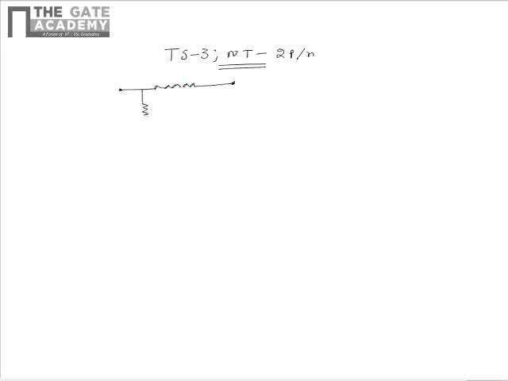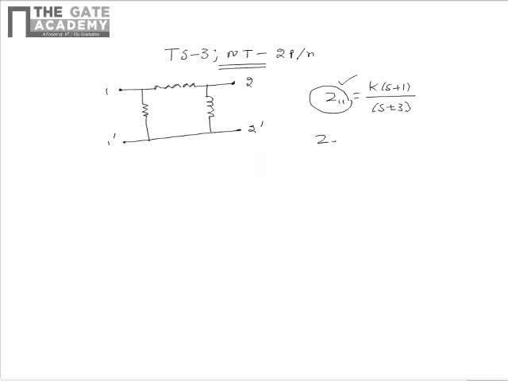It has the input terminals marked as 1, 1 dash and output terminals marked as 2, 2 dash. It is given that Z11 is equal to K into (S plus 1) divided by (S plus 3). Z11 is the first Z parameter. Please note that this Z11 corresponds to the input impedance. We need to find the Z parameter Z22, which corresponds to the output impedance.